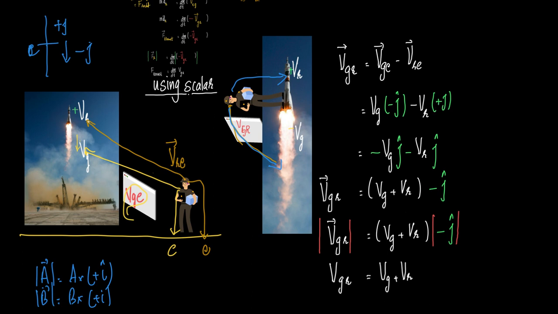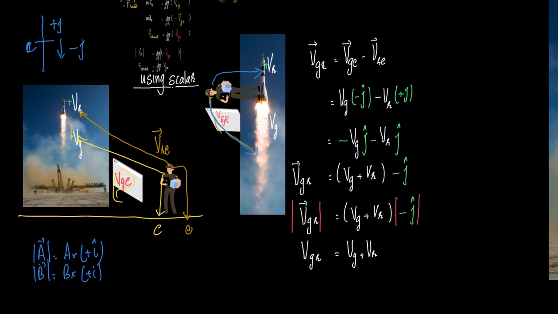Now if you expand the bracket here, this becomes minus Vg into j cap minus Vr into j cap. If you take minus j common, this becomes (Vg plus Vr) into minus j. And if you take the magnitude on both sides, the magnitude of vector Vgr, which is Vgr, is equal to Vg plus Vr.